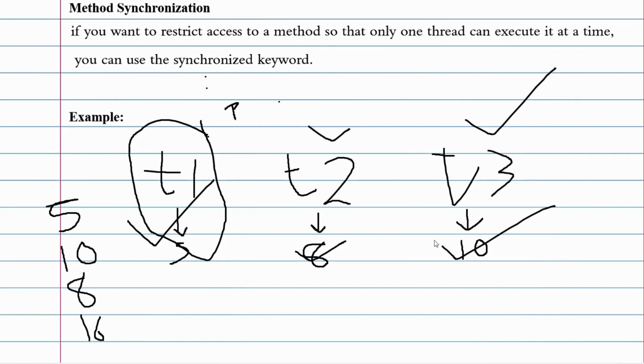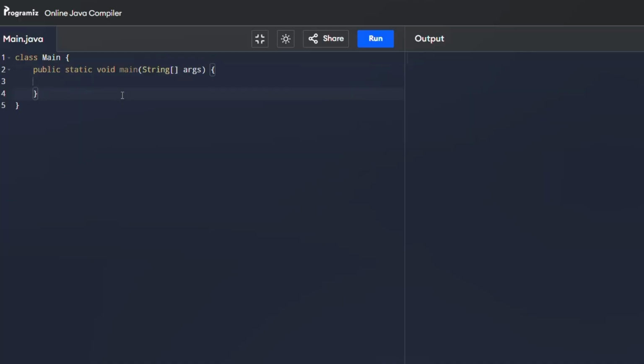Suppose the T3 task has started, then it will print the table of 10, so 10, 20, 30 and so on up to 100. Then the T2 task will start and we will get the table of 8. Like this, we can control our threads by making the method synchronized. So let's start with our practical session.